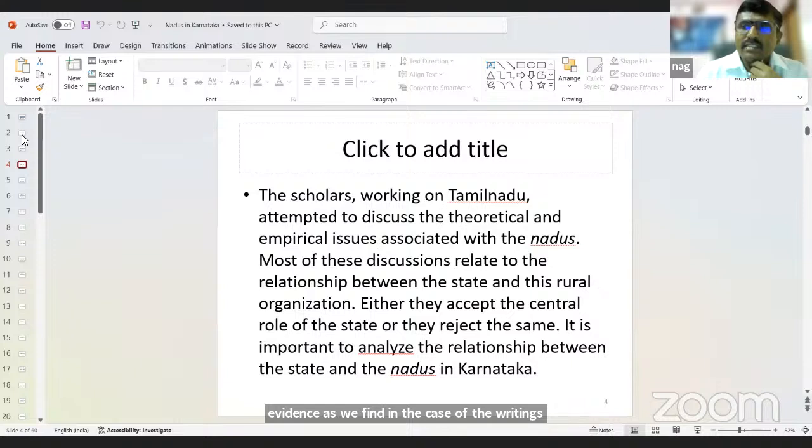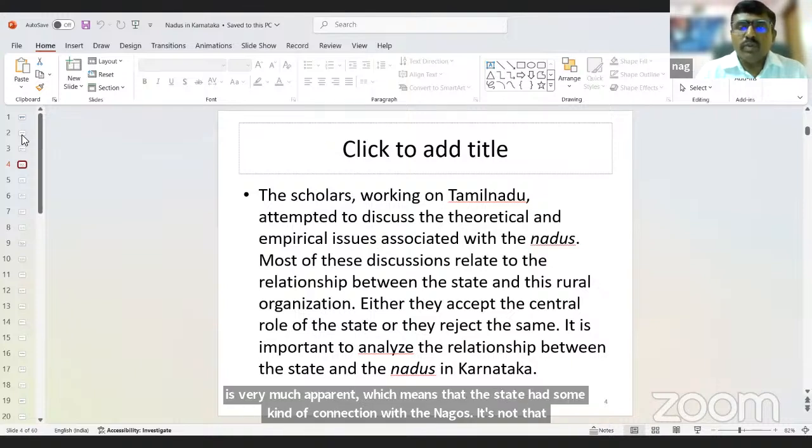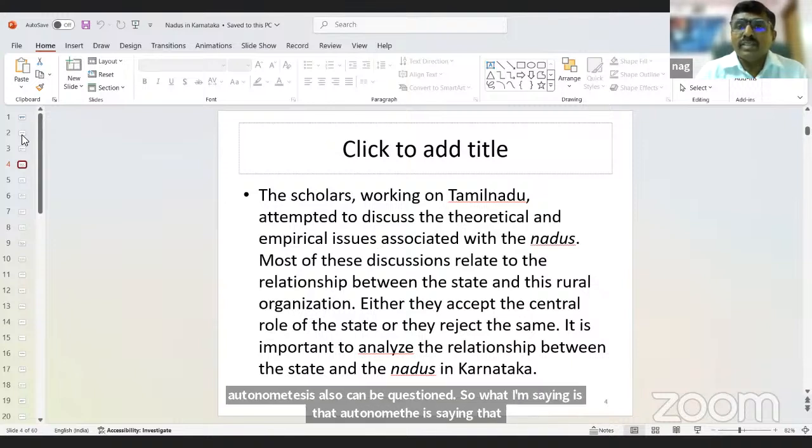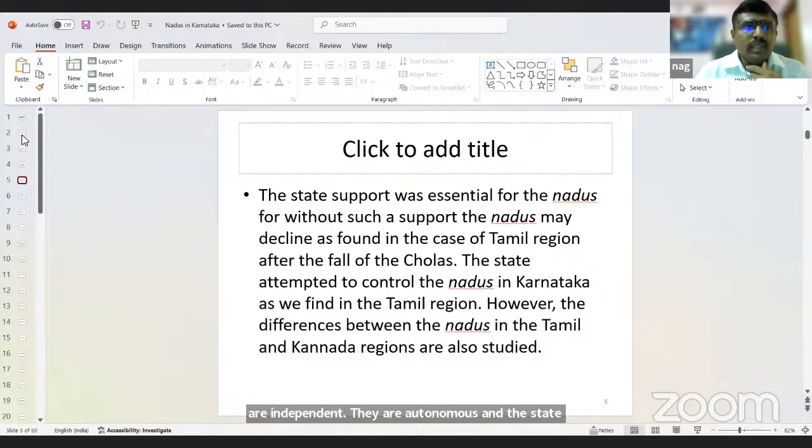They have discussed the kings conferring the title of Nattar on the Nadu. So this is very much apparent, which means that the state had some kind of connection with the Nadus. It's not that the state did not have any kind of relationship with the Nadu, as argued by Buttenstein. So the autonomy thesis can also be questioned. Buttenstein's autonomy thesis says that the Nadus are independent, they are autonomous, and the state actually did not have any kind of power or control over the Nadus. So this also can be questioned in this way.